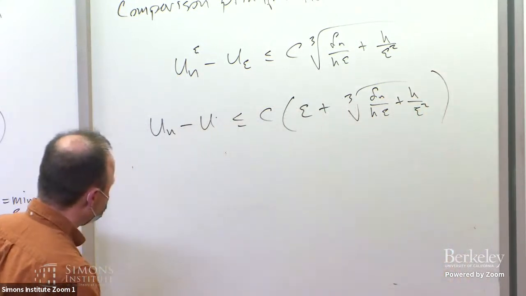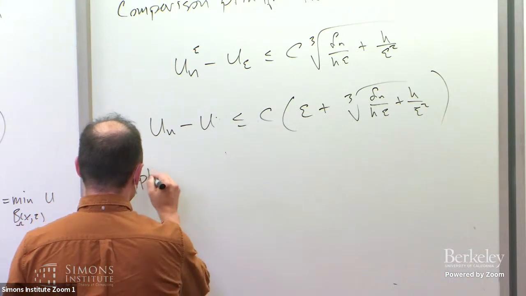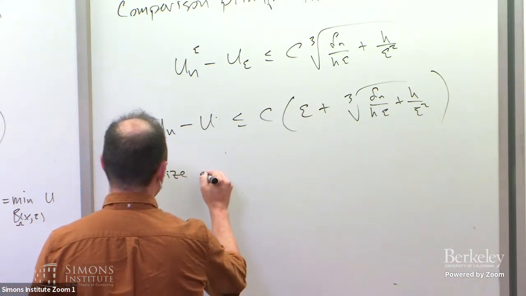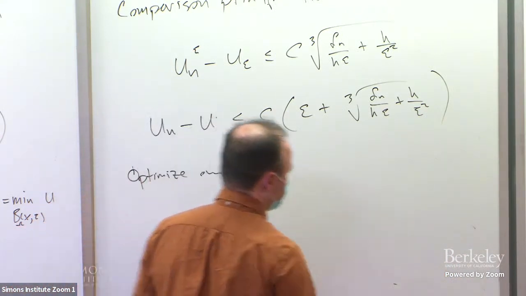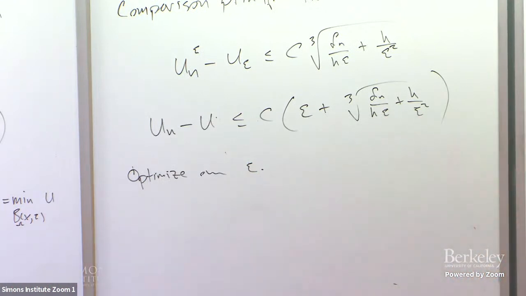And then you optimize over epsilon. And that gives you these results in these different parameter regimes.